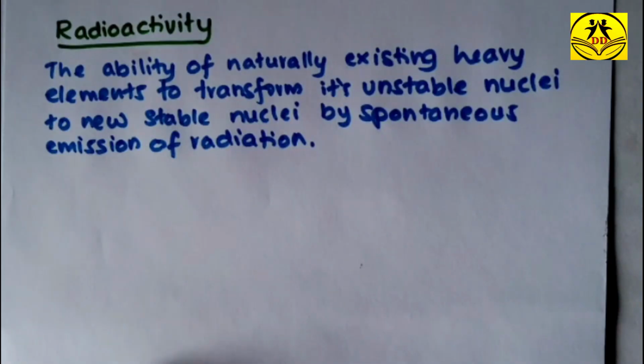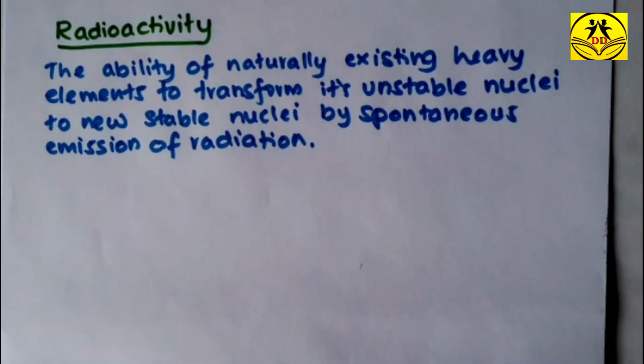It is the ability of naturally existing heavy elements to transform their unstable nuclei to new stable nuclei by spontaneous emission of radiation. Radioactivity is a natural and random process, and it is independent of the chemical compound of the element or any physical properties such as temperature, pressure or pH. Radioactivity is also called disintegration, transmutation or radioactive decay.